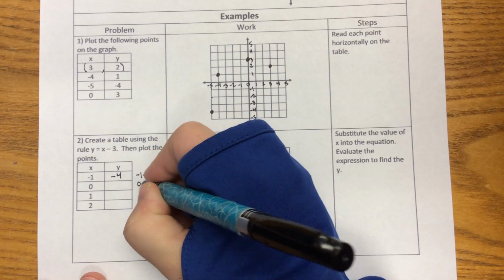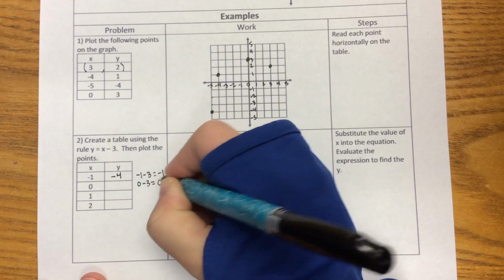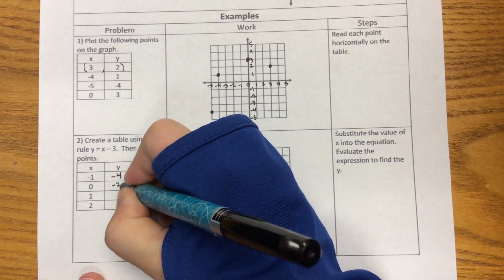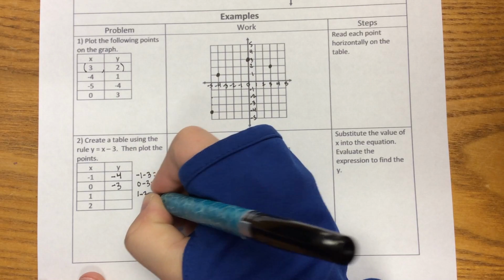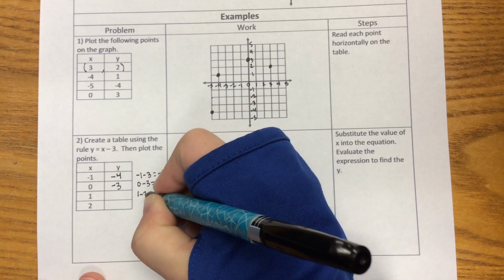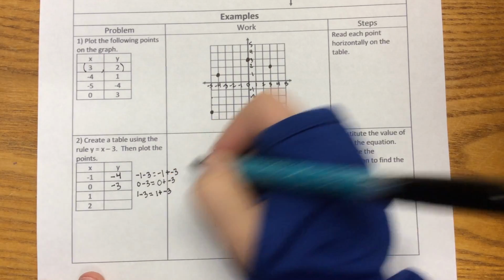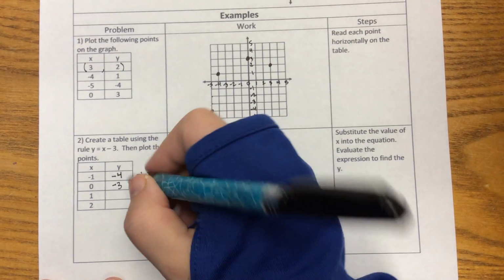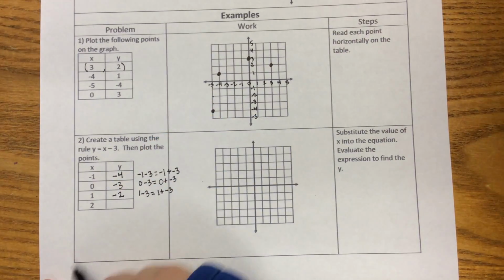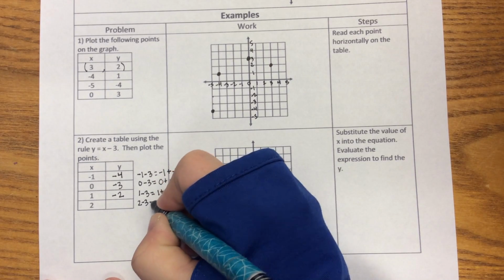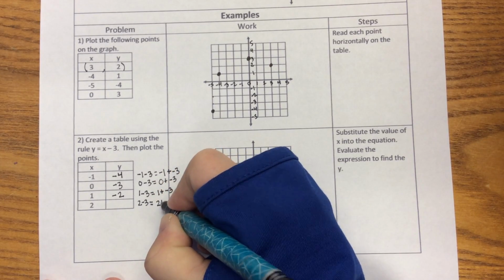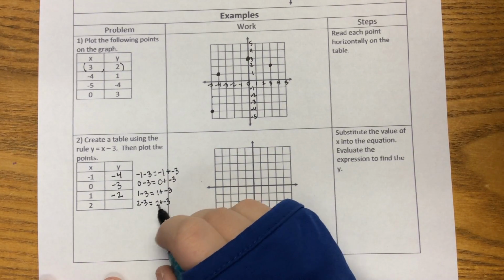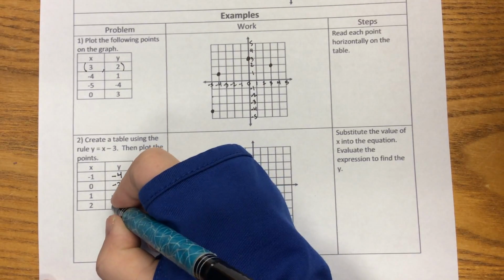Okay, then I have 0 minus 3. So again, that'd be 0 plus negative 3. And 0 plus negative 3 is negative 3. Then I have 1 minus 3, which would be 1 plus the opposite of 3, which is negative 3. I have a positive and a negative, so I'm actually going to subtract. 3 minus 1 is 2, and I have more negatives, so it'll be negative 2. And I have 2 minus 3, so that would be 2 plus negative 3. And I'd subtract. 3 minus 2 is 1, and I have more negatives, so negative 1.